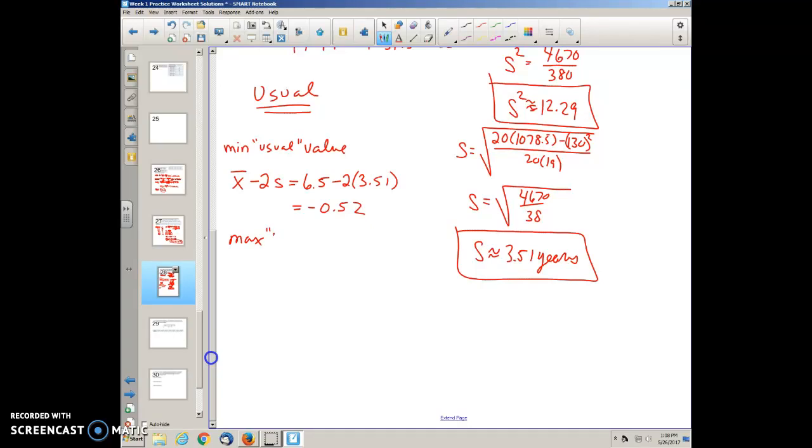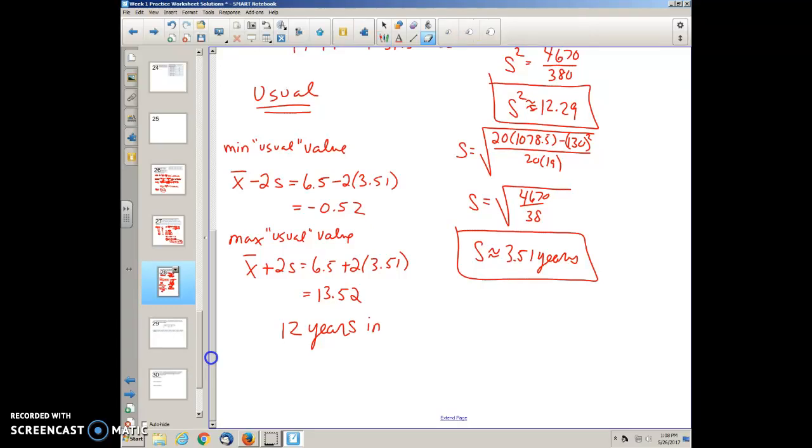Our maximum usual value is x bar plus 2s. So 6.5 plus 2 times 3.51. In this case, we get 13.52. So 12 years is in the range of usual. So 12 years is not unusual.